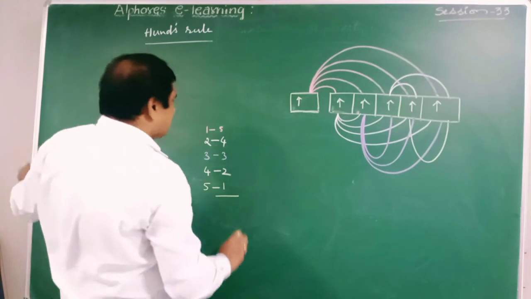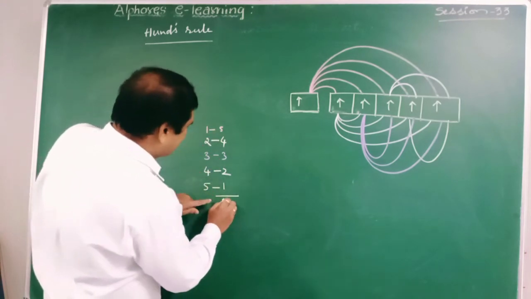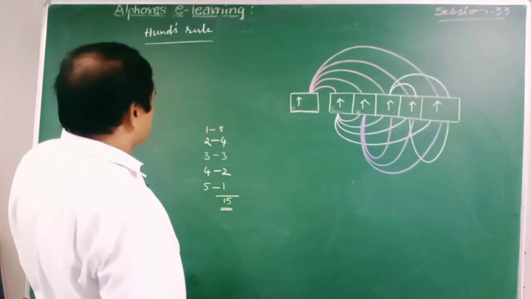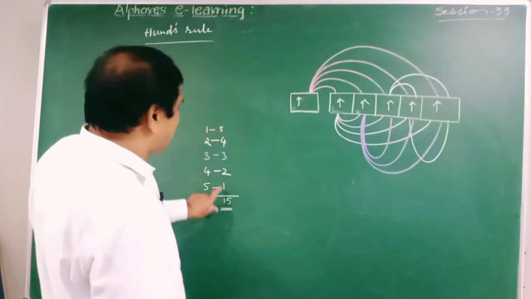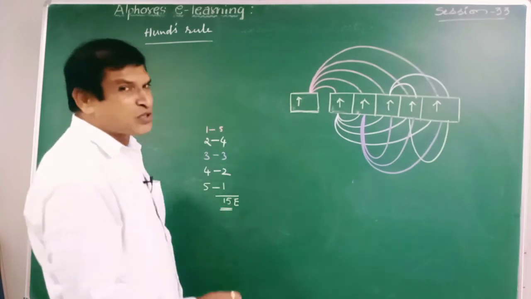So the total number of exchange pairs are, how many are there? 9, okay, total 15 exchange pairs are possible. So that is called 15 E, that is exchange energy.